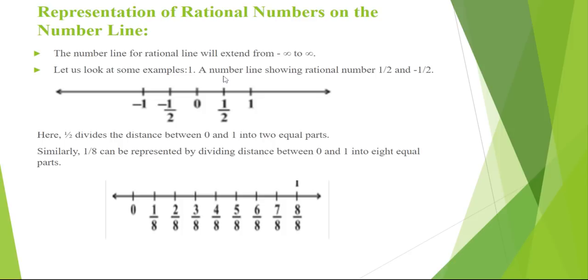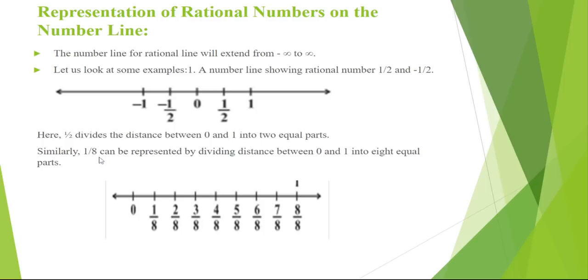The first one, the easy one, in which you have to show the rational numbers 1 by 2 and minus 1 by 2. So if you look at the number line, there is 0 in the middle, and then the interval 0 to 1 is divided into exactly two equal parts to locate 1 by 2 in the middle of it. And similarly, the interval 0 to minus 1 is also divided into two equal parts, and minus 1 by 2 lies exactly in the middle of it.